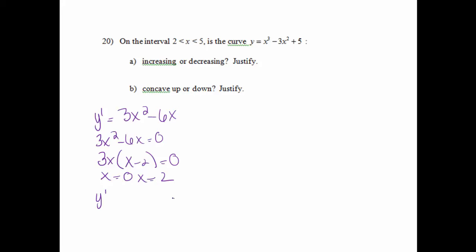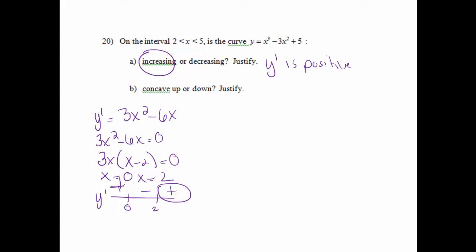So if I make a y prime chart, put 0 and 2 on it. Before 0, my derivative will be positive. Between 0 and 2, my derivative will be negative. After 2, my derivative will be positive. So on this one, it says between 2 and 5, which would be this portion right here. My answer would be increasing, and it says justify. It would be because y prime is positive.